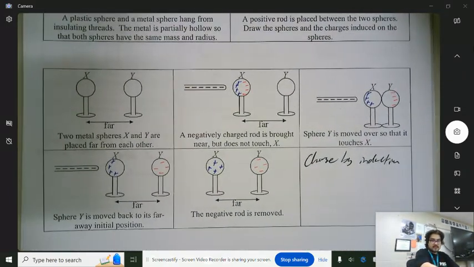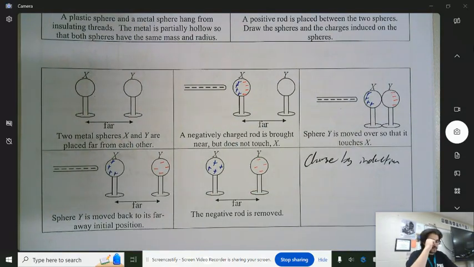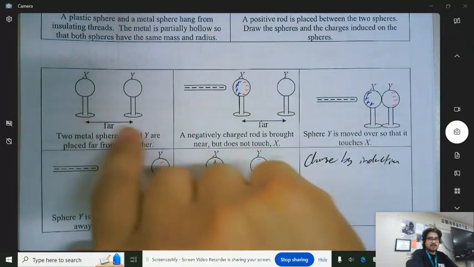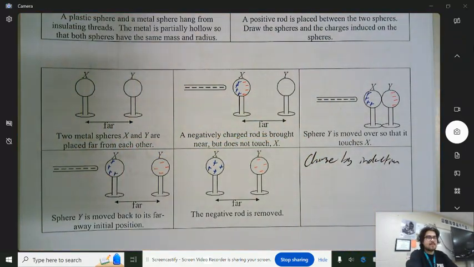This example down here, we have two metal spheres, X and Y, placed far away from each other. You can assume that both of them have an equal number of positive and negative charges. I am only drawing the charges that are important to illustrate the point. So for example, both of these spheres have positive and negative charges on them, but I'm only drawing the charges that maybe are being affected by the rod, okay?